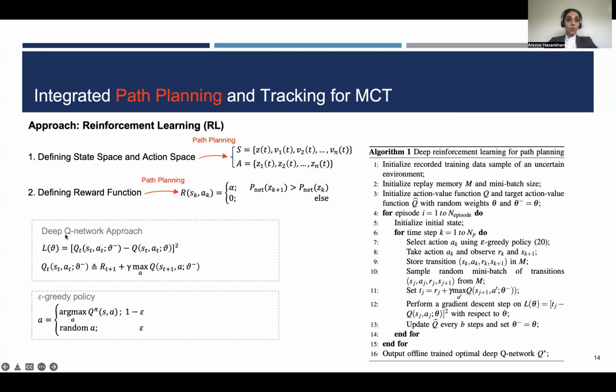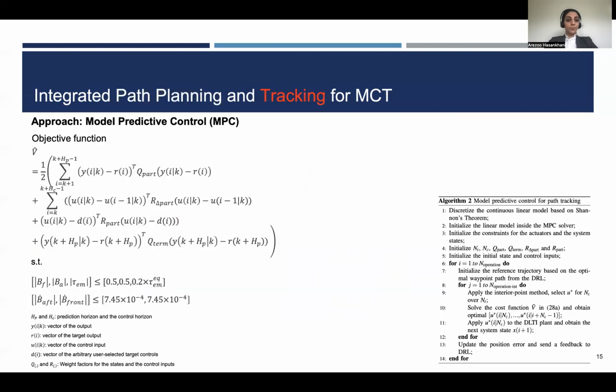We picked the deep Q network approach among the reinforcement learning algorithms to solve this problem. And then, to balance the exploration versus exploitation in the training phase, we use a kind of adaptive epsilon greedy policy to train the network in finding the optimal actions.